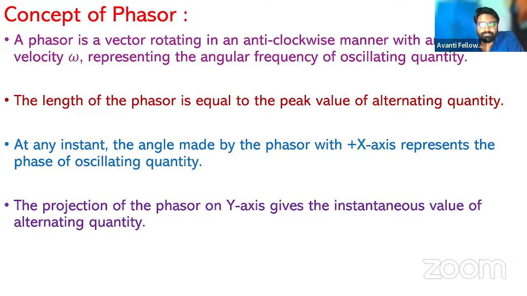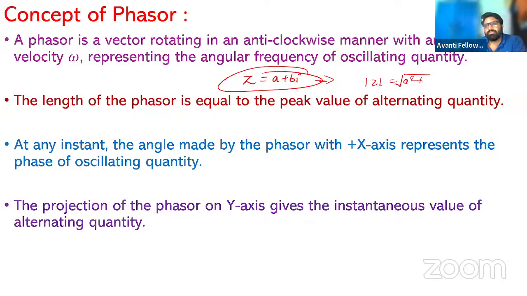The concept of phasor. Phasor is easy to understand if you have learned something about complex numbers. A complex number is given by 4 plus 3 iota, or in general a plus b iota. We can treat this complex number as a vector of magnitude modulus of z, which is root a square plus b square, and angle as the argument of this complex number in the Argand plane, which is tan theta equals b upon a. Got it?